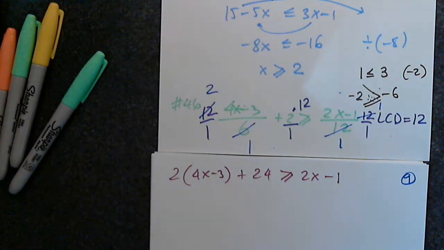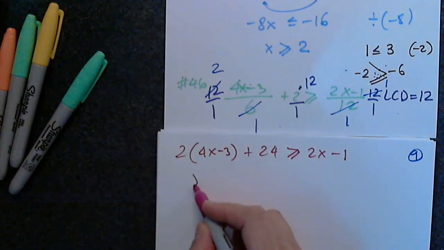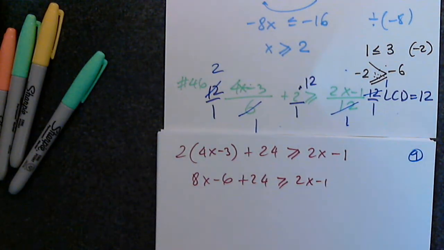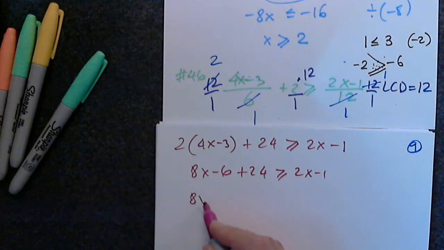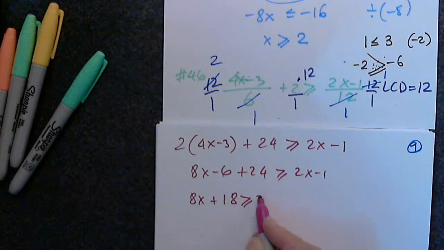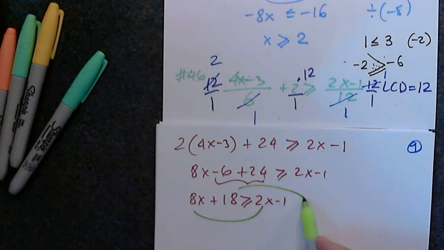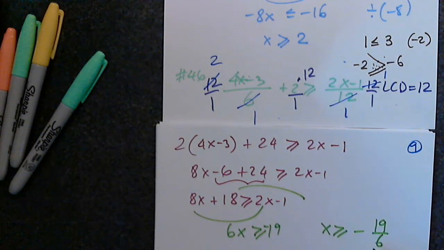Okay, so now we're back to what we just covered: 8x minus 6 plus 24 is greater than or equal to 2x minus 1. And 8x plus 18 is greater than or equal to 2x minus 1. Remember, we have to combine like terms. Now we move terms around, and I get 6x greater than or equal to negative 19, so x is greater than or equal to negative 19 sixths. We want the interval notation.